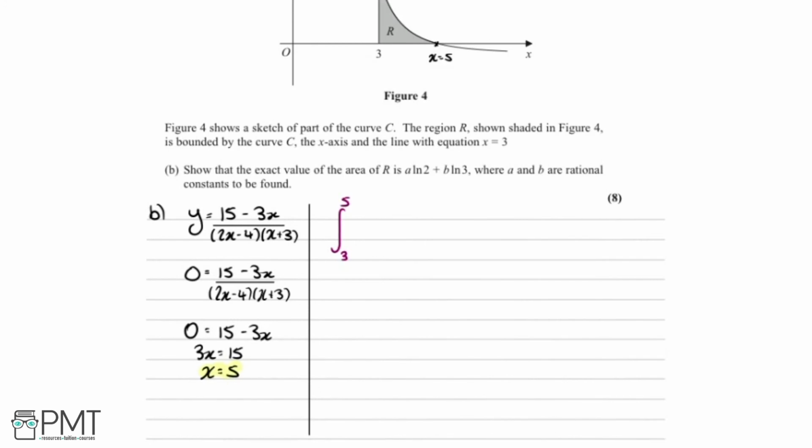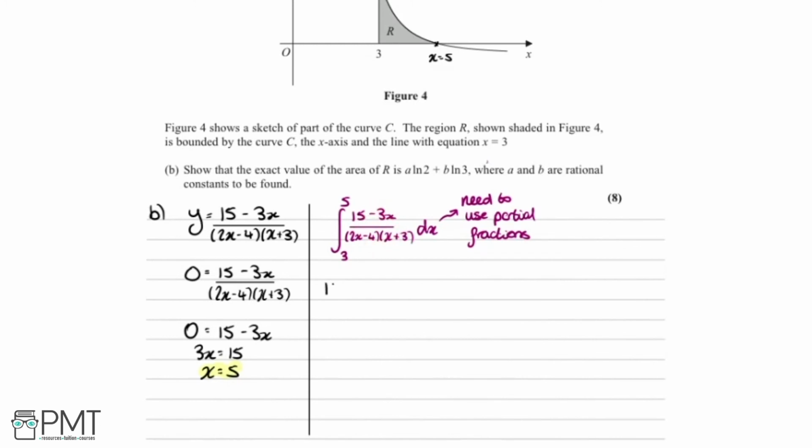And we're going to be integrating the curve C. So we're going to be integrating (15 minus 3x) over (2x minus 4) multiplied by (x plus 3) with respect to x. To integrate this, we're going to need to use partial fractions. So we're now going to work on writing this equation in partial fractions.